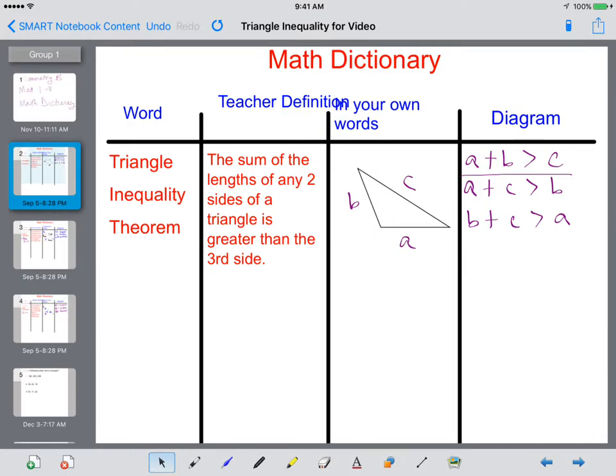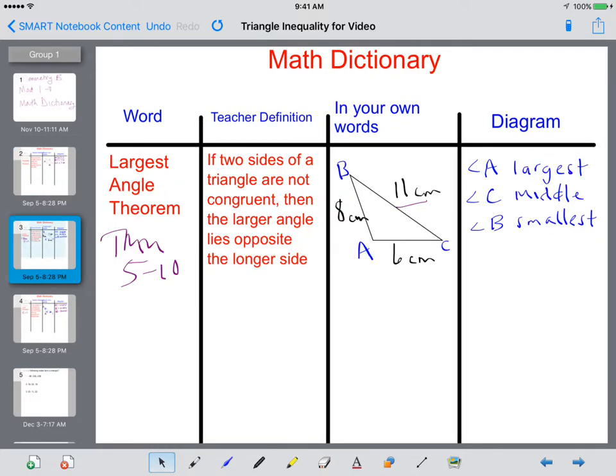Triangle inequality theorem. The sum of the lengths of any two sides of a triangle is greater than the third side. So if we add any two sides, it is always going to be greater than the third side. If that is not the case, then a triangle does not exist. So for a triangle to exist, any two sides, you have to add them up to be bigger than the third side in order for a triangle to exist.